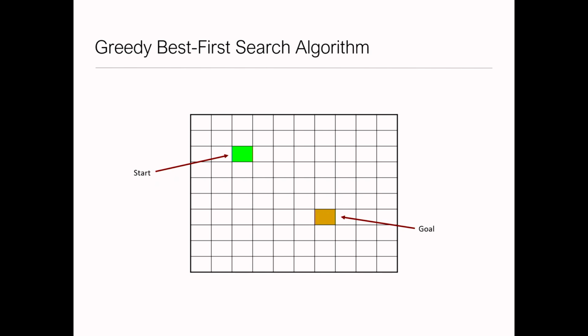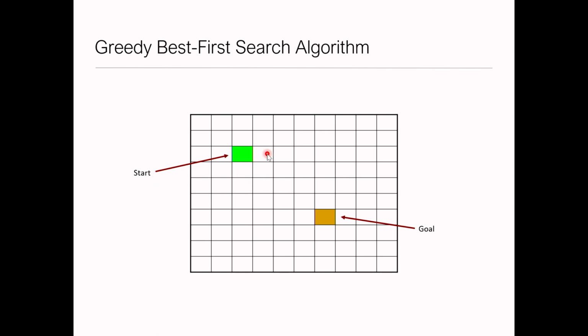Right, so it works in a similar way. I'm going to start here. I'm going to evaluate the cost of all my neighbors using a heuristic. For each neighbor, I'm going to calculate how far that neighbor is from the goal, in terms of the number of steps you have to take. So for this square here, I'd have to go 1, 2, 3, 4, 5, 6, 7. So my heuristic value for this square is going to be 7.